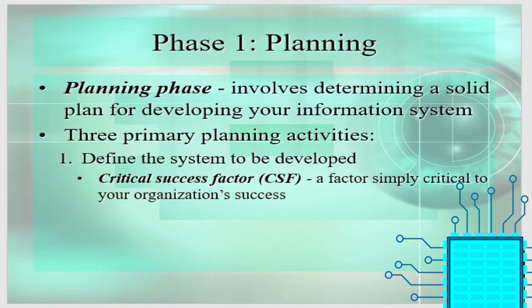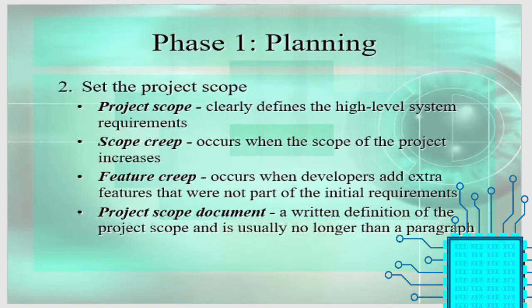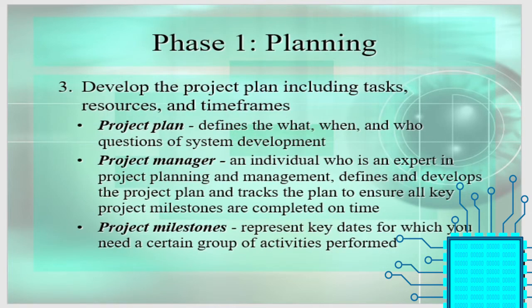The planning phase involves determining a solid plan for developing your information system. The 3 primary planning activities are to define the system to be developed, and set the project scope, that is, clearly define the high-level system requirements and scope of the project. Scope creep and feature creep occur when developers add extra features that were not part of the initial requirements. The project scope document is a written definition of the project scope and is usually no longer than a paragraph. The third activity is to develop the project plan, including tasks, resources, and time frames.